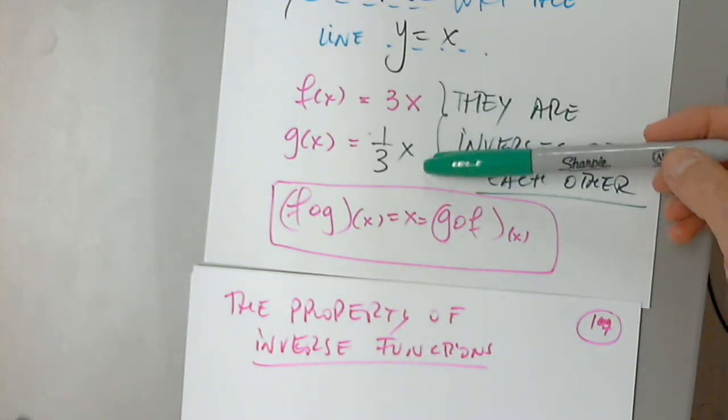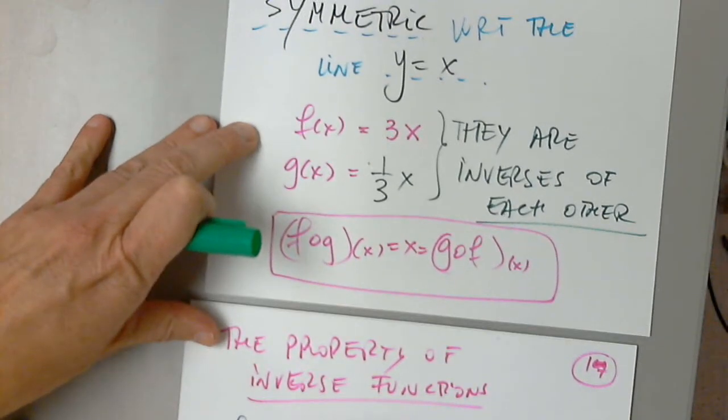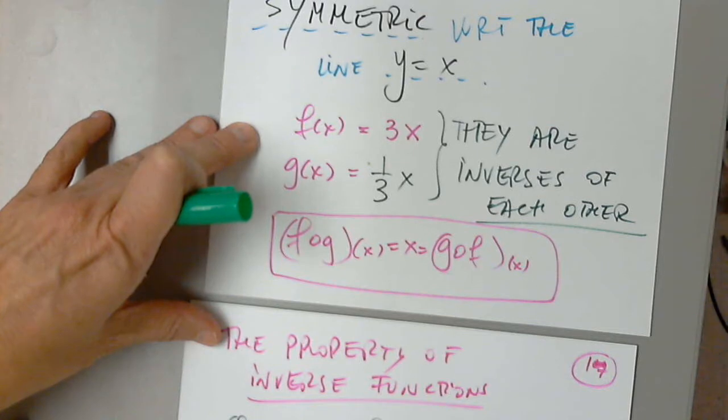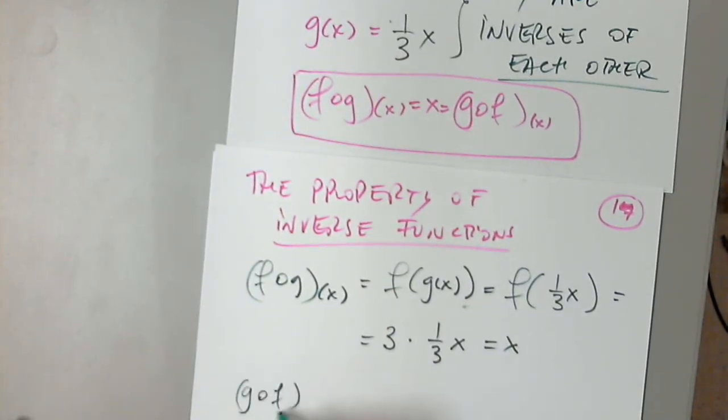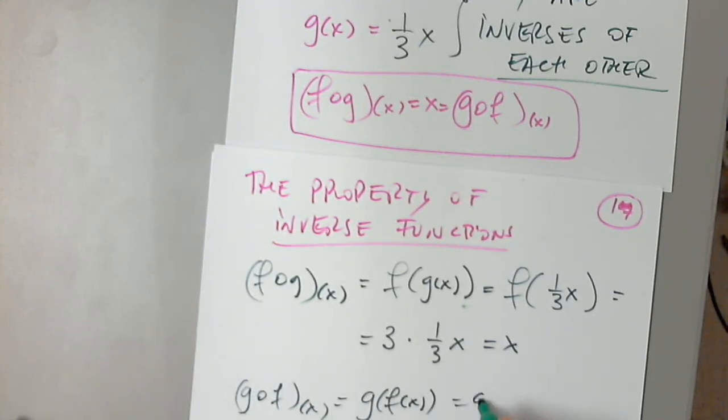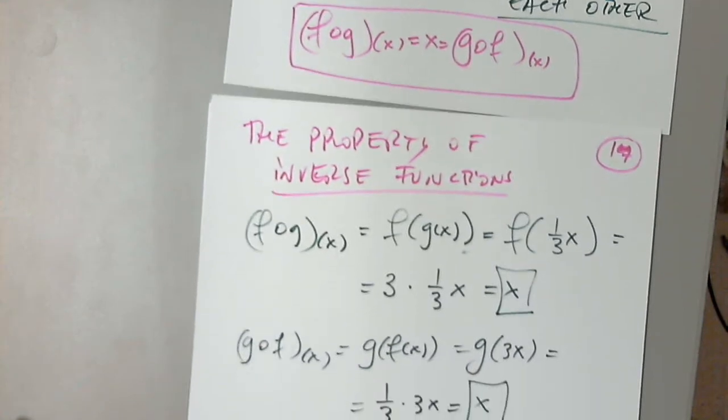So now we are trying to prove that these two are inverses of each other. So let's find f comp g, which is f of g of x, as we know, which is f of 1/3 x, which is 3 times 1/3 x, which equals plain x. The other one, g comp f, is the same thing. It is g of f of x, which is g of 3x, which is 1/3 times 3x, which is x. That is the reason why these two functions are inverses of each other, because the function composition, either way, is the same, equal to x.